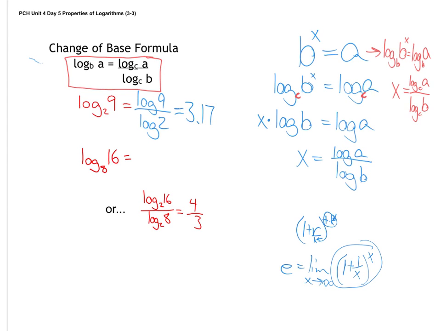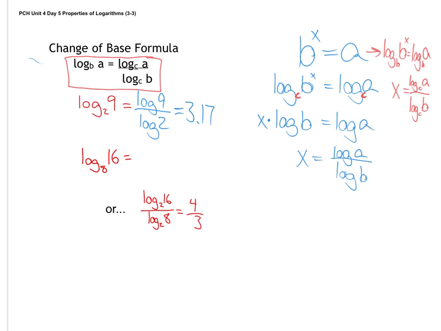Okay. But here's the thing, on your calculator you can use log of 9 and log of 2, or you could hit the natural log of 9 over the natural log of 2, and it'll work as well. You'll still get 3.17. Okay? It's just easier to use log, though.